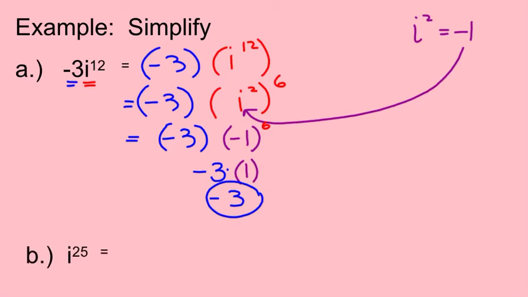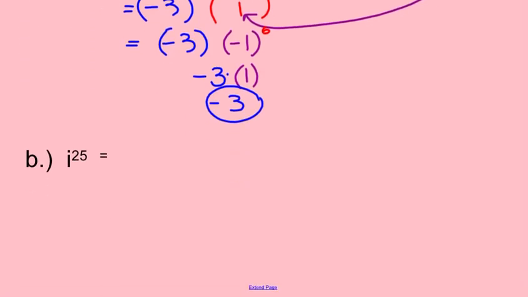Example B, i to the 25th. We want to find out what that answer is. So we're going to break it apart as i times i to the 24th. So if you remember, you can break apart exponents by adding those. So I'm going to break apart again that i to the 24th as i squared to the 12th power.